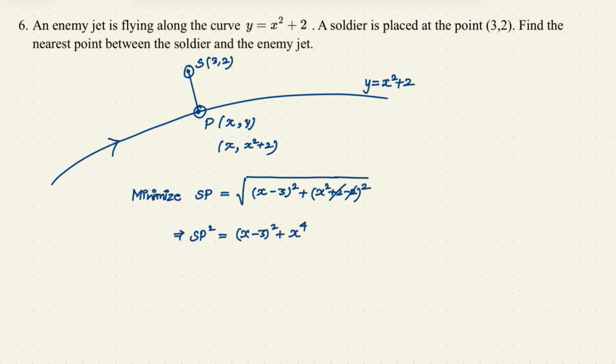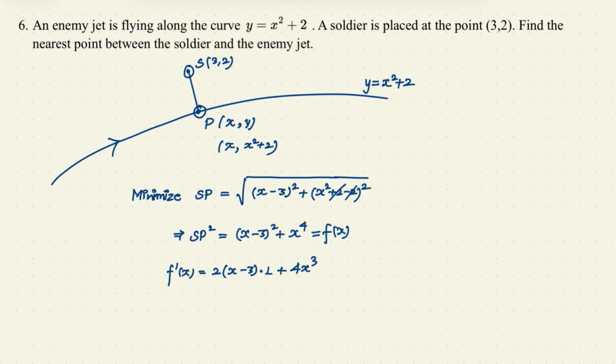And let us consider this function as f of x. Now since we got the function f of x, we have to minimize this f(x). Now as usual, we will differentiate f(x) 2 times. So differentiating f(x), I'll have f dash of x equals 2 into (x minus 3) into d/dx of (x minus 3), which is 1, plus 4x cube.